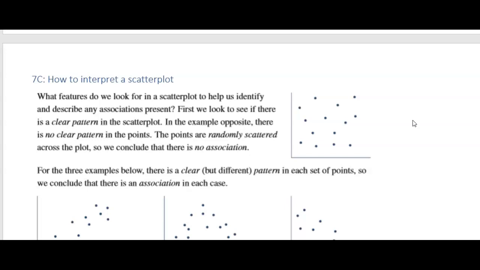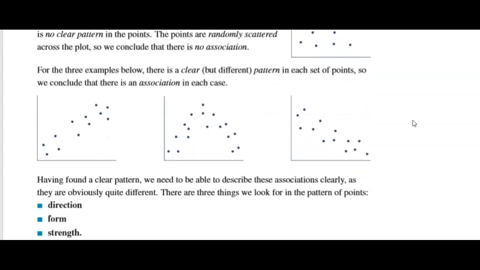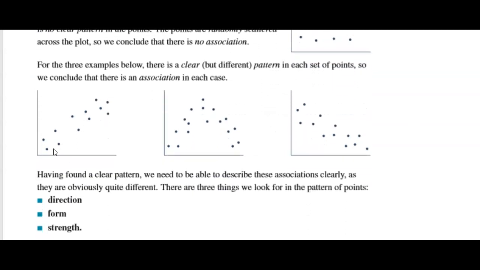But when we're doing a scatter plot, we just don't draw it and that's it. We've got to explain what's happening. So usually we look at whether it's linear or non-linear. So if we look at the first example, you can see here it's linear. This one here is non-linear. It's kind of curved. And we'll look at that more when we do linear regression. And this one is also linear, but it's decreasing. It's in the negative direction.